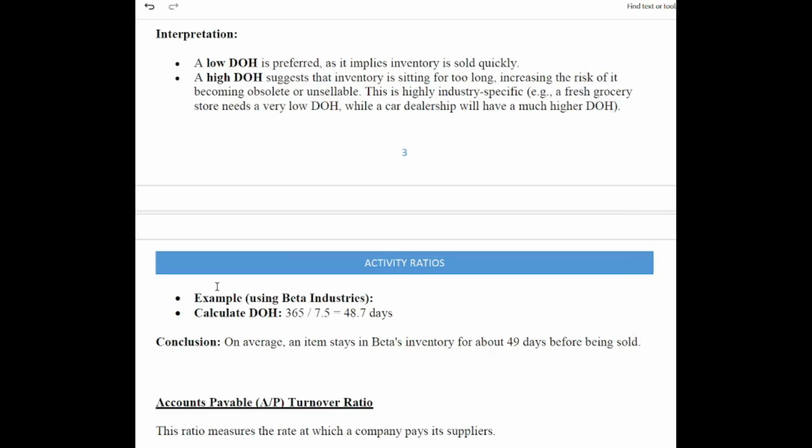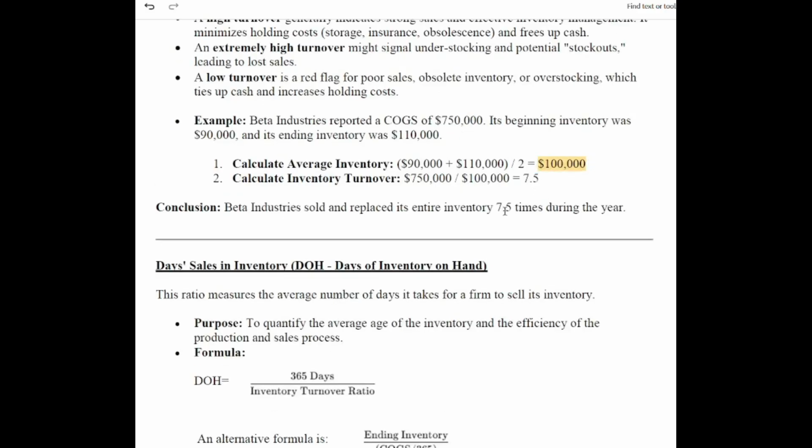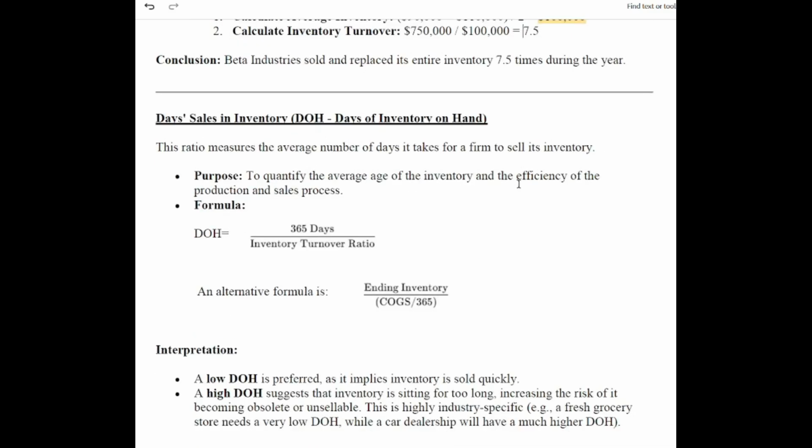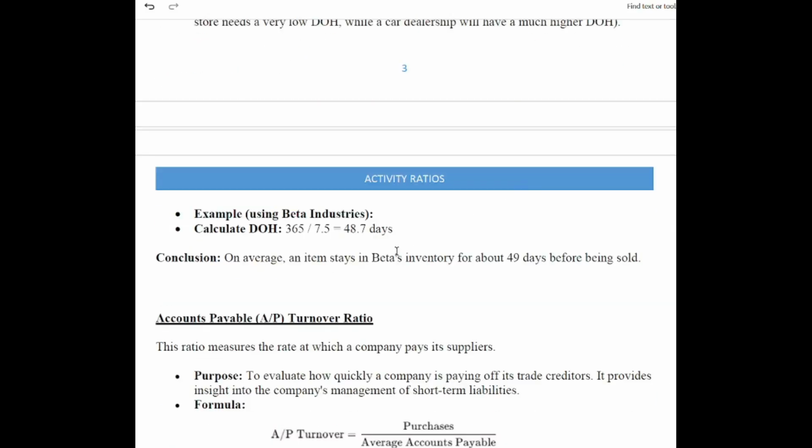So we will discuss a case here, using the same example. We already calculated the inventory turnover ratio as 7.5 times. That means this company is converting or replacing its entire inventory 7.5 times per year. Now we calculate days sales in inventory using the formula 365 divided by 7.5, which is 48.7 days. So on average, this company takes almost 49 days to convert its inventory into sales.